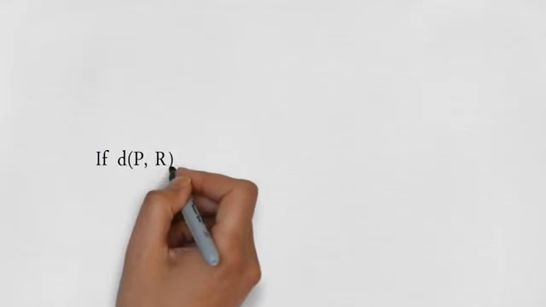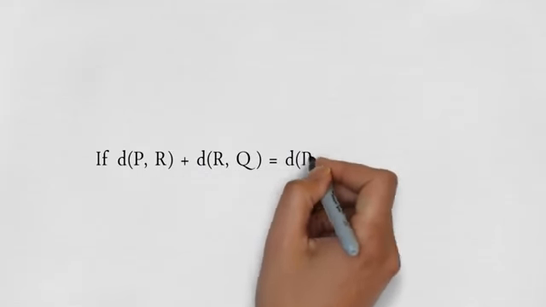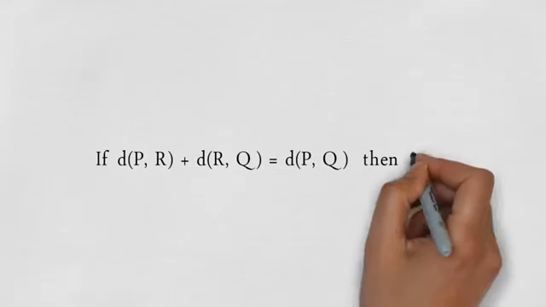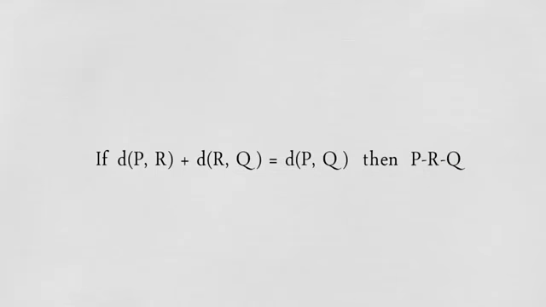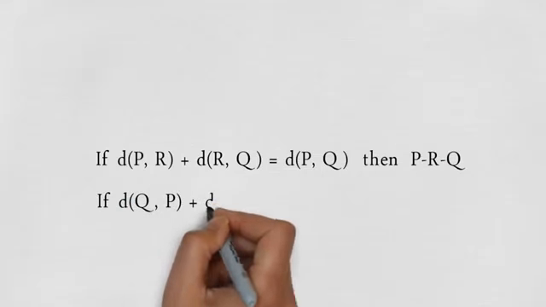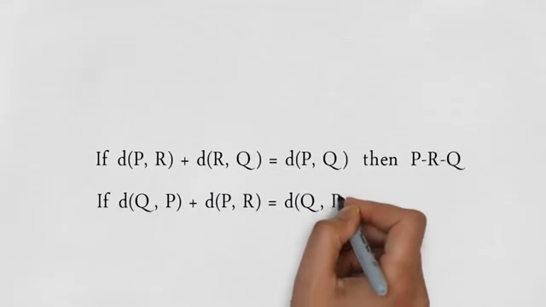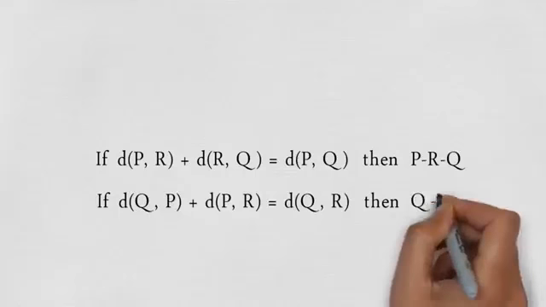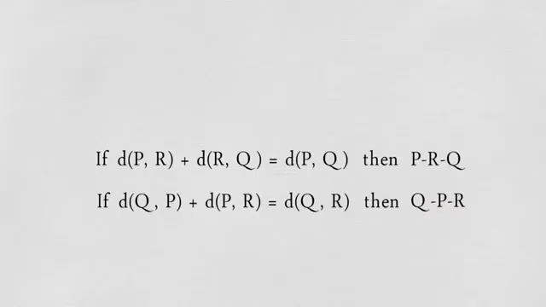If distance PR plus distance RQ is equal to distance PQ, then P-R-Q. If distance QP plus distance PR is equal to distance QR, then Q-P-R.